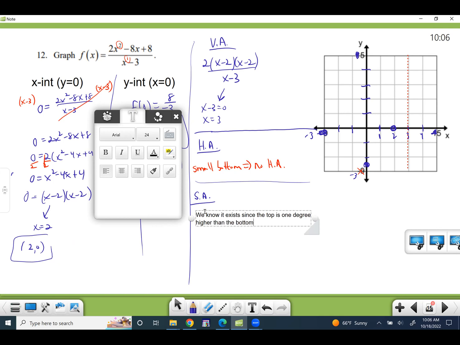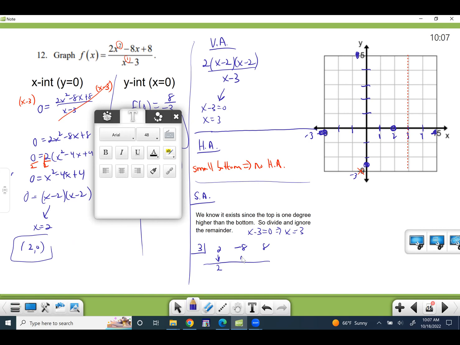So we need to do division. So divide and ignore the remainder. All right, and we could do synthetic division because the bottom is linear. So if x minus 3 is set equal to 0, then we would get x equals 3, that's going to go in the box. 2, -8, and 8 are the coefficients. Bring down the 2 to get the ball rolling.